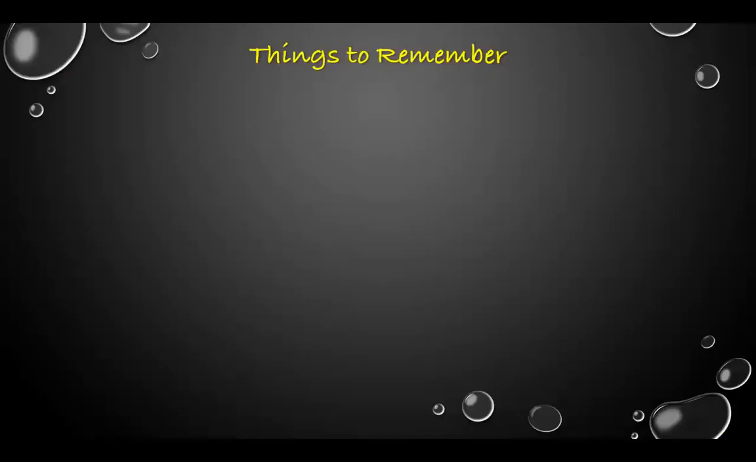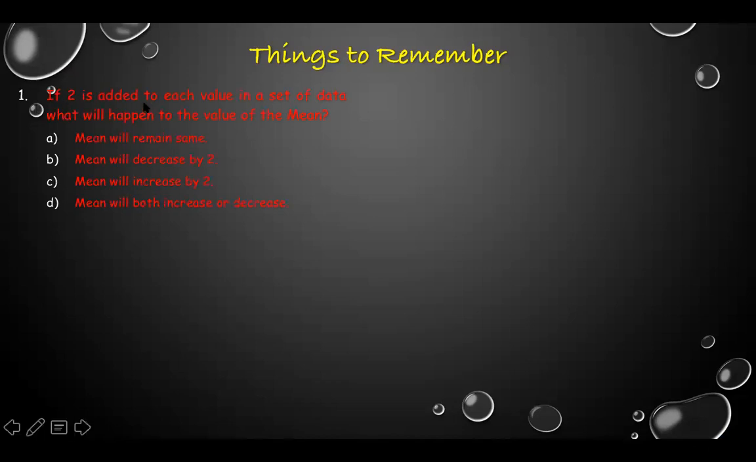Now, we have completed the measures of central tendency, and the measures of variability are also complete today. In entrance examinations or competitive examinations, some questions are asked from these measures of variability and measures of central tendency. For example, a question like this: if 2 is added to each value in a set of data, what will happen to the value of the mean? Does the mean remain the same, or will it decrease by 2, or increase by 2, or either decrease or increase? We cannot say what will happen to the mean.